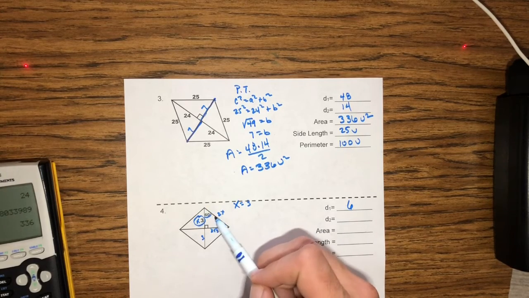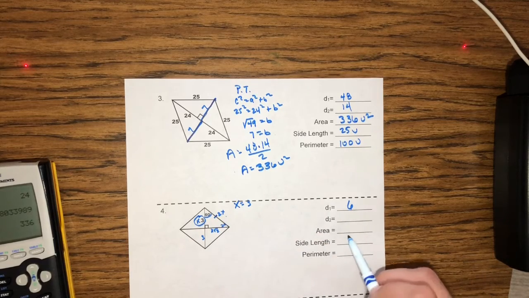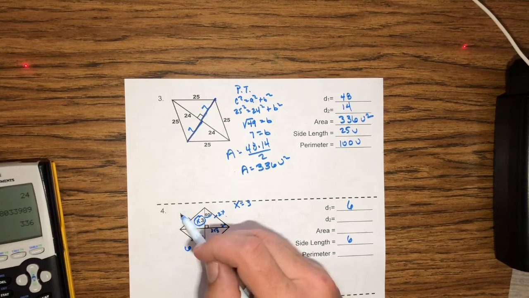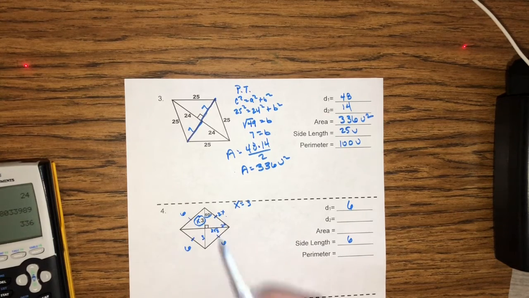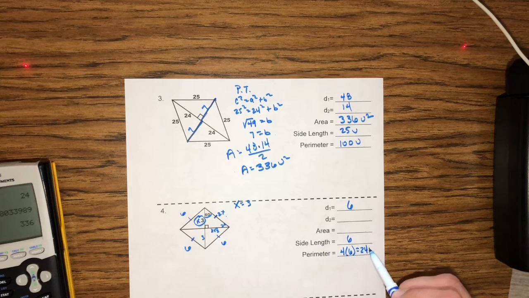So now the side length right here, 2 times 3. 2 times 3 is 6. So each one of these has a side length of 6. The perimeter then, 6 plus 6 plus 6 plus 6, would be 4 times 6, which is 24. And that would be units.